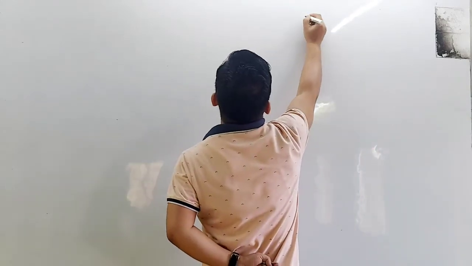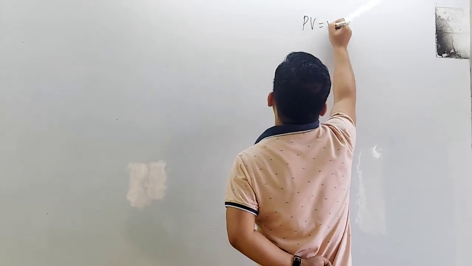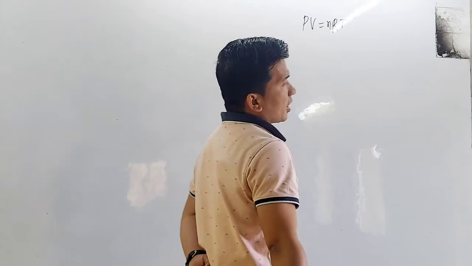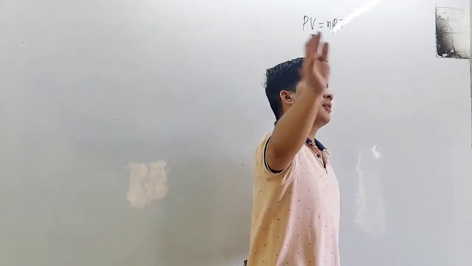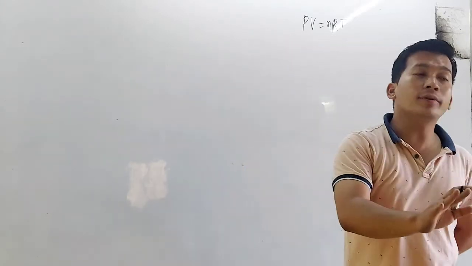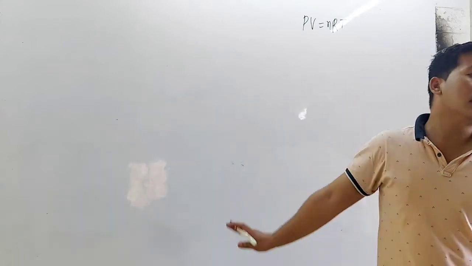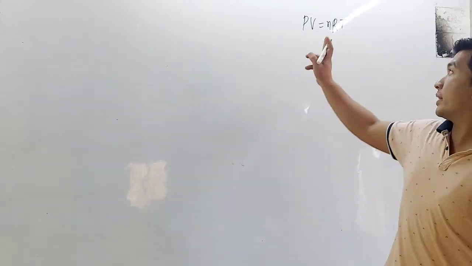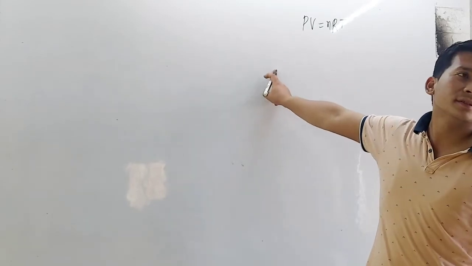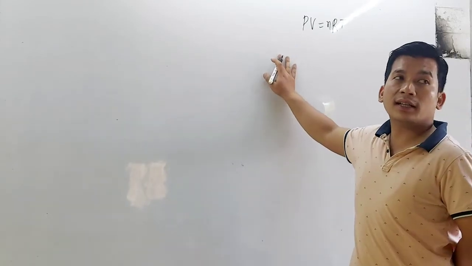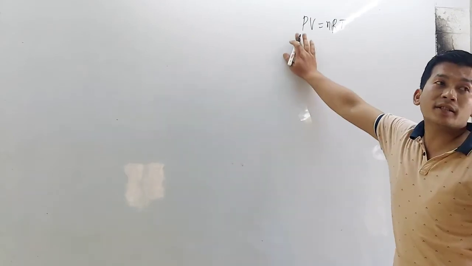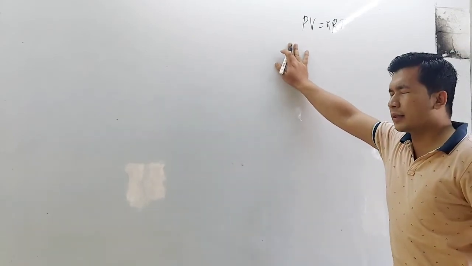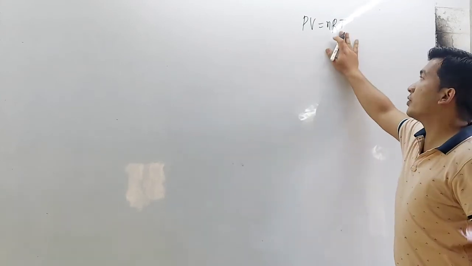Here we have PV = nRT. We will discuss this directly in the kinetic theory of gases tomorrow. We will discuss the ideal gas equation. PV = nRT, where P stands for the pressure, V stands for the volume, R stands for the gas constant and T stands for the temperature.